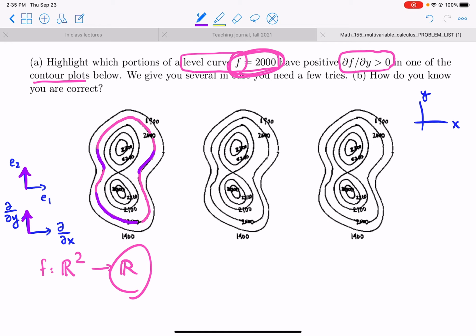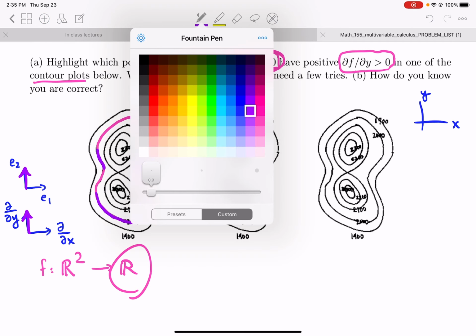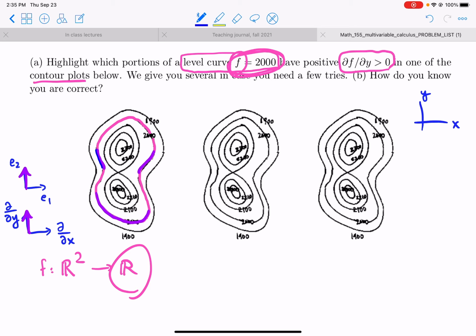and right there. So my answer, maybe I'll put it also in blue, is all these portions of the level curve. So highlight which portions. So I did a lot of scratch work here, so let me highlight them here. Here's the level curve 2000, it's all this stuff. I just want to highlight pieces of it, namely that piece, this piece, and this piece.